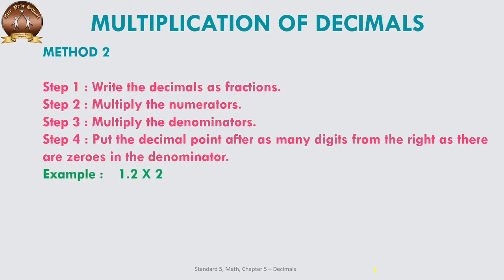For example, 1.2 multiplied by 2. 1.2 can be written as 12 upon 10 and 2, a whole number, can be written as 2 upon 1. So multiply the numerators, we get 24. Multiply the denominators, we get 10 into 1, 10. So we get 24 upon 10. 24 upon 10 can be written as 2.4. That is the conversion of a fraction into a decimal. If you don't remember this, watch the video on conversion of decimal to fraction and vice versa.